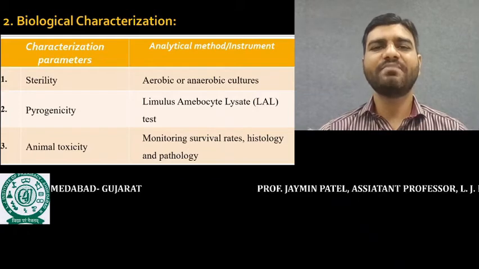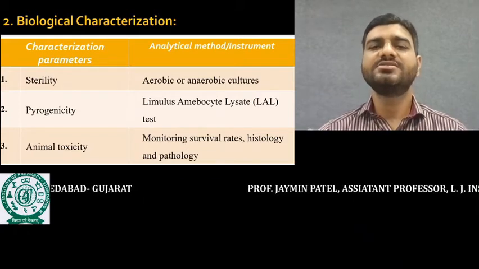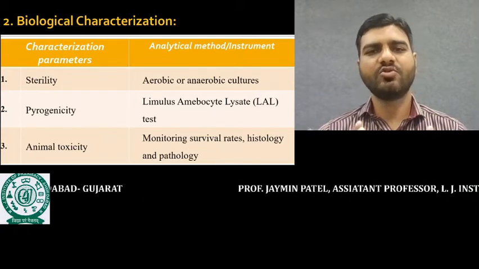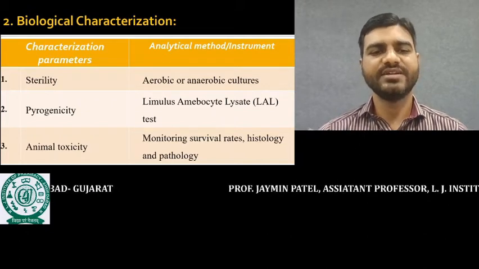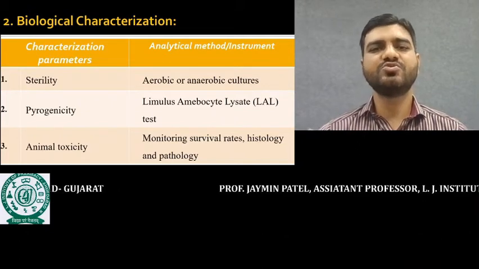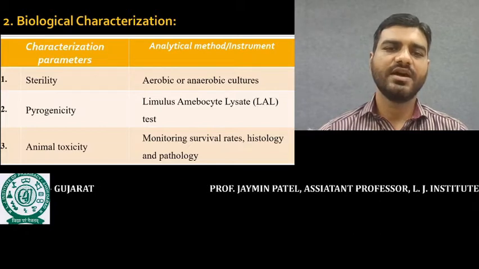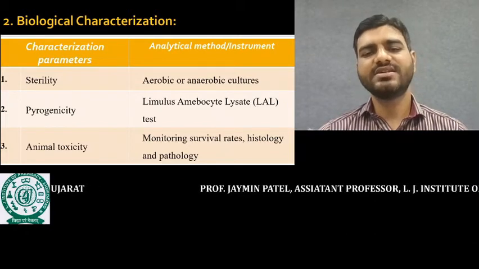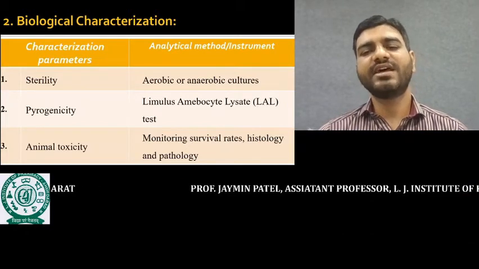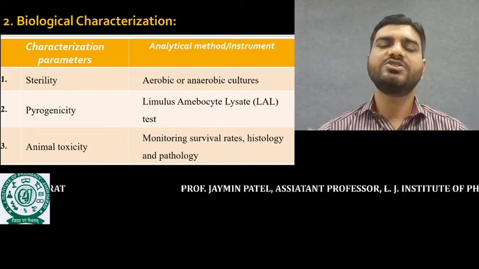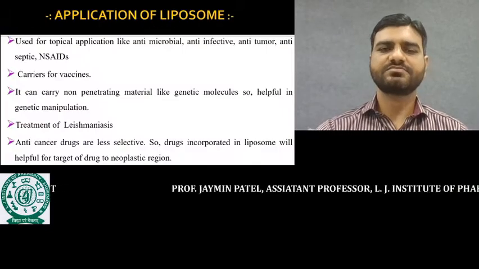The second one is pyrogenicity, which is done by the LAL test. I think you are familiar with this term, the LAL test. This LAL test is used to check the pyrogenicity of the liposomes. Animal toxicity is measured by monitoring the survival rate, histology and pathology.